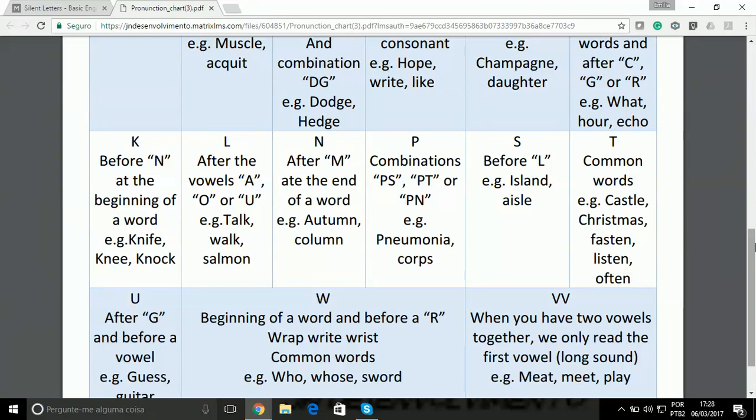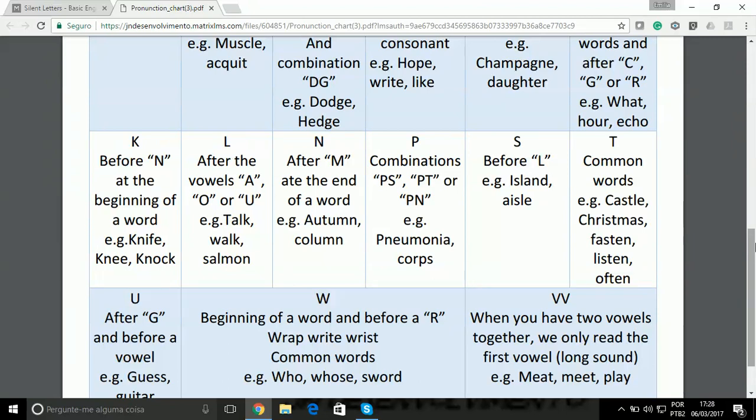The N, we never read it when it comes after the M. So autumn, column, we don't read them. P, when we combine PS, PT, and PN, like psychiatrist, receipt, and so on. The S, we never read it when it comes before the L. So we say island, never Iceland or isle. The T doesn't have a rule. It's just some words that you're going to have to learn by heart.